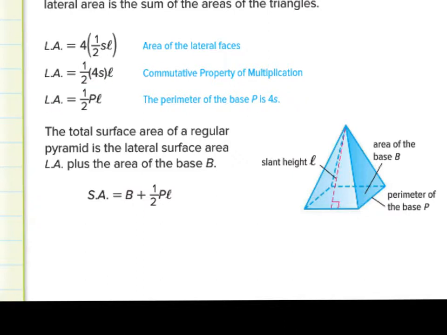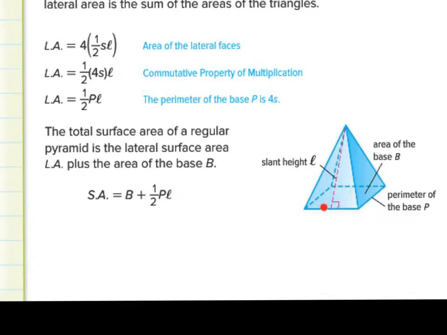Or you can also do the perimeter of the base, right? You find the perimeter of the entire base, and then you half it so that it's only half. So it would be half of this one, half of this one, half of this one, half of this one, but really it would just be half of the perimeter, times the slant height, and that would give you the sum of all the lateral surface areas.